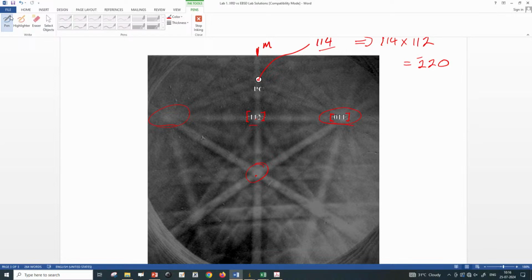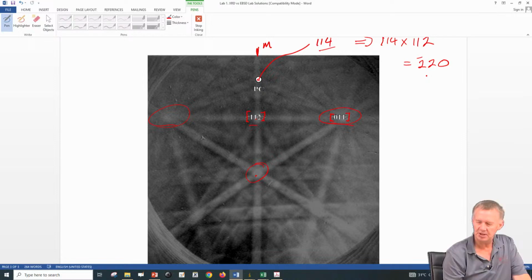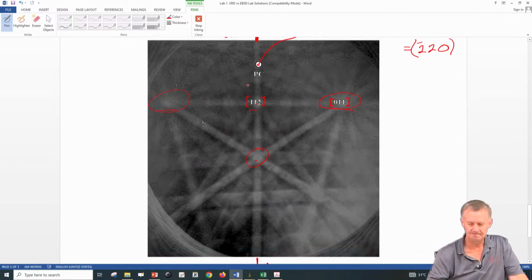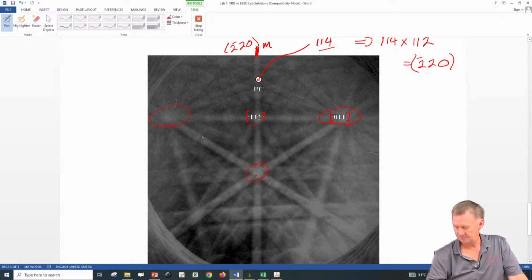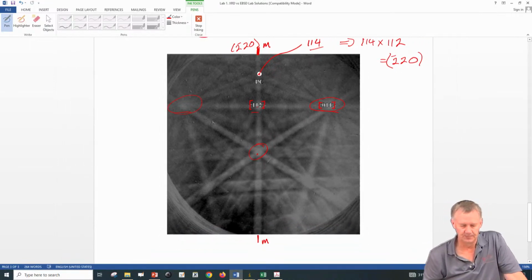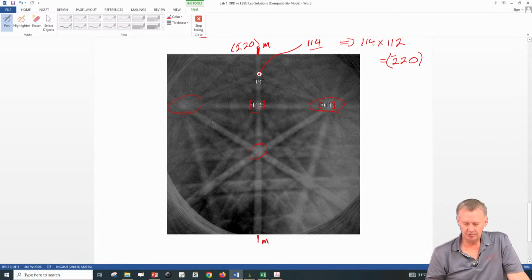All right, so if I do 114 cross 112, I get 2 bar 2 0. If I cross 112 with 114, I get 2 2 bar 0. Right? They're just negative of each other. It really doesn't matter which one we use. Okay. So we have to identify the plane. So the plane we're going to say is 2 2 bar 0. Other way, 2 bar 2 2 0. Okay. That's this plane. That's that mirrored plane. All right, so we're happy with that one.